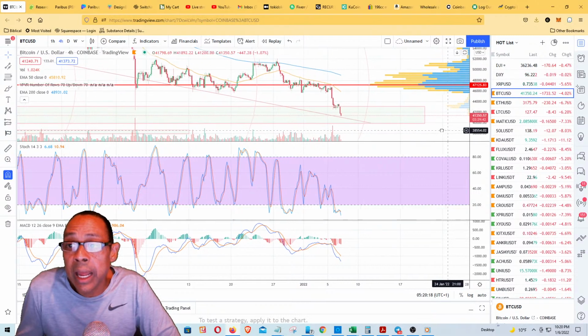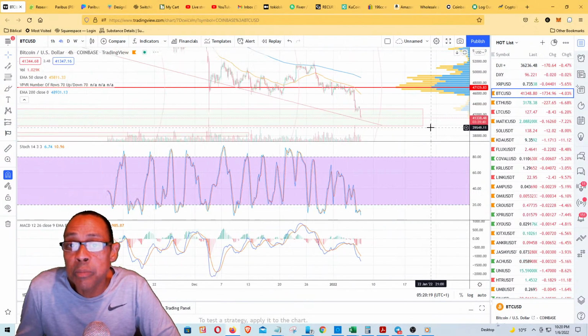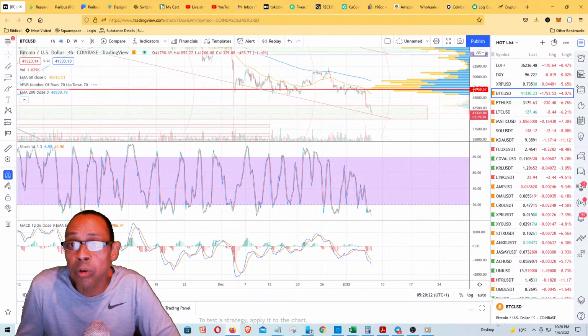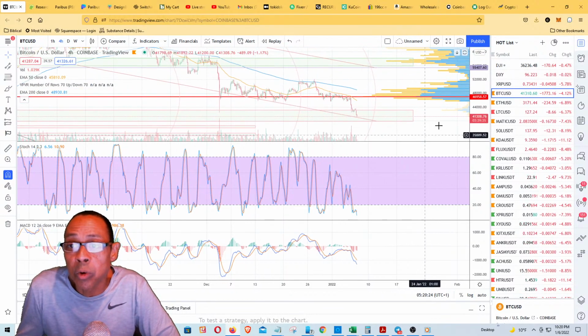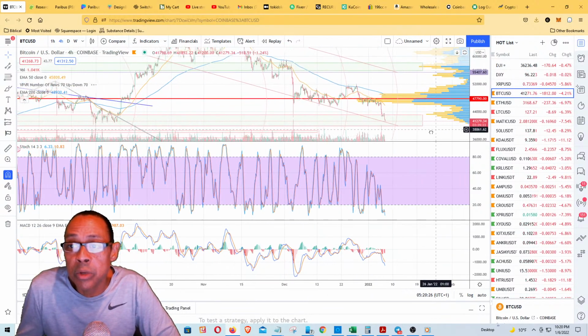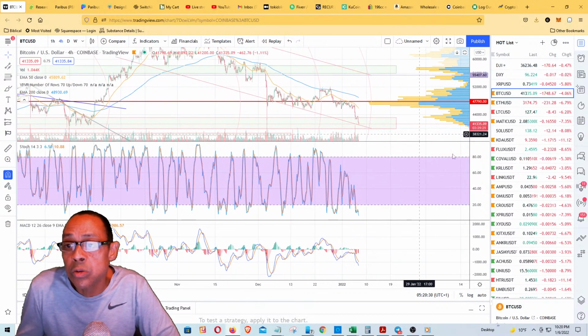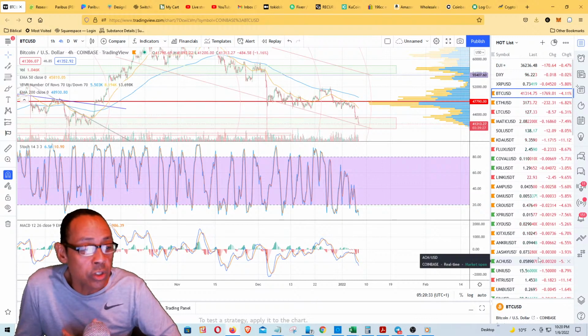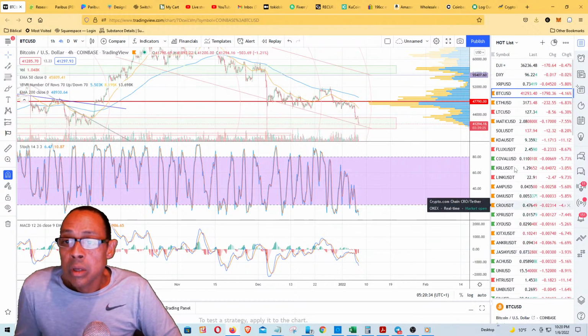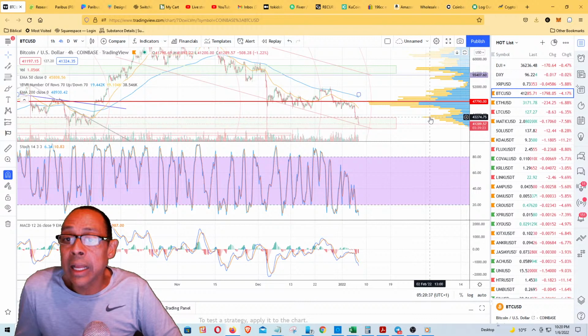And we're going to look at these volume nodes on the VPVR. That stands for volume profile, visible range. And it'll show you the volume in the visible range on the chart. This gives us clues as to where price movement could be attracted to. Notice this node here that's sticking out, and this was at the top of the support resistance zone.